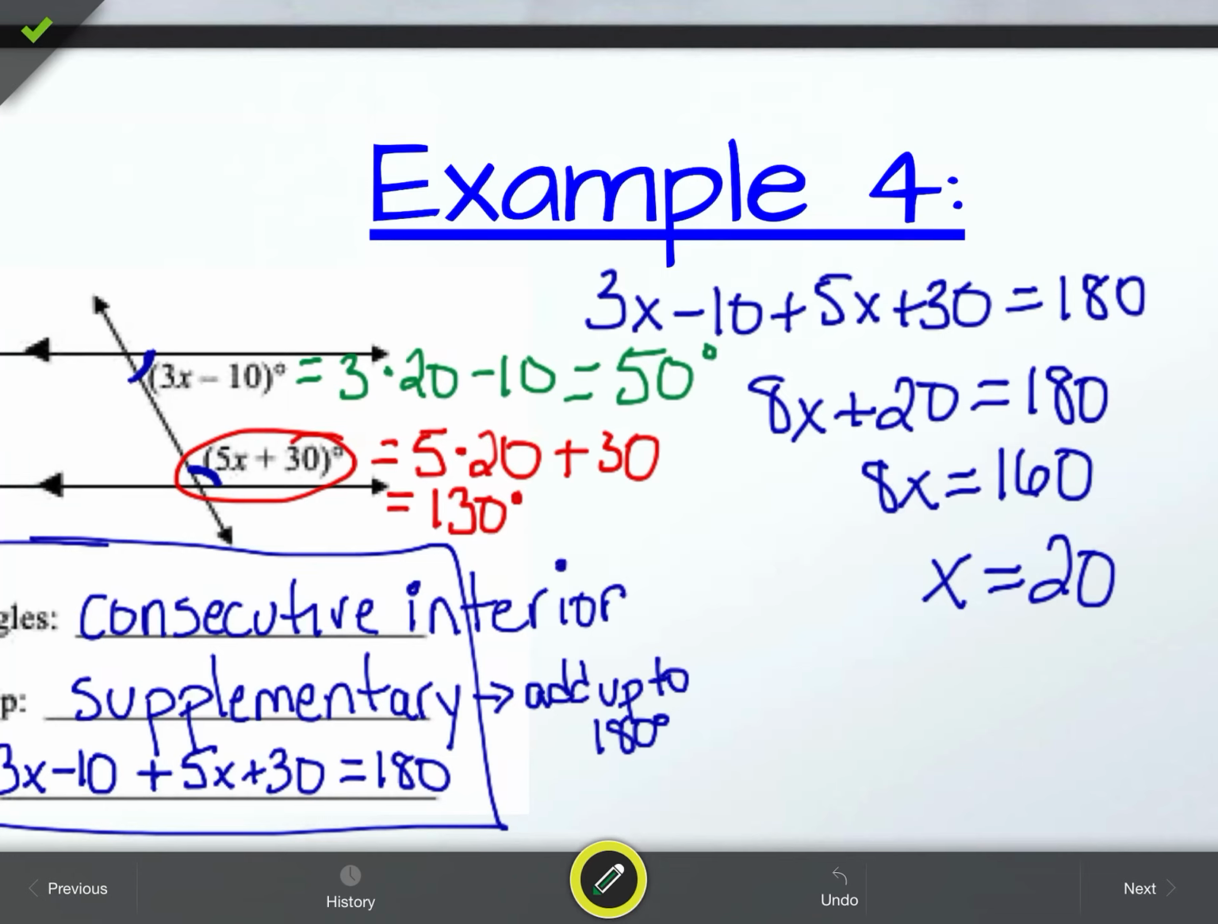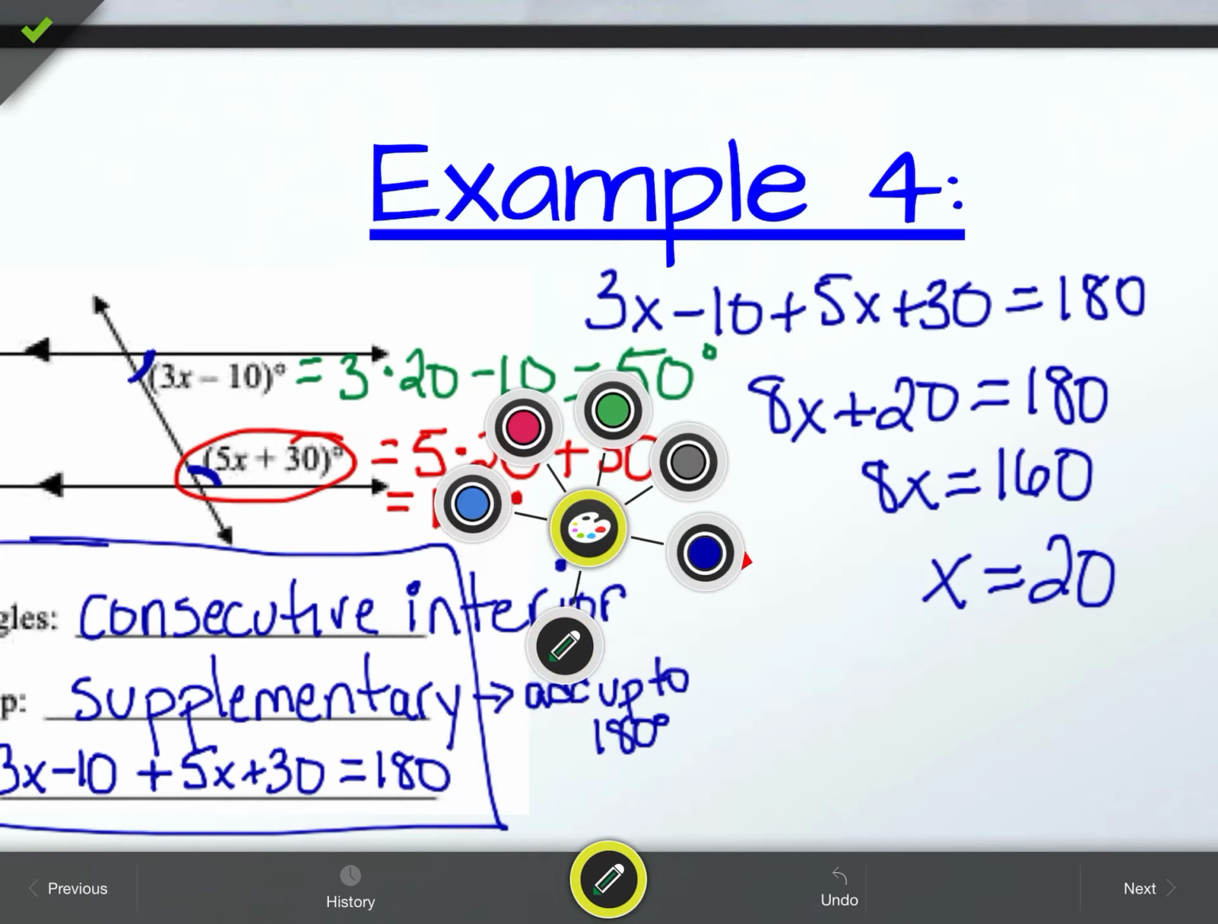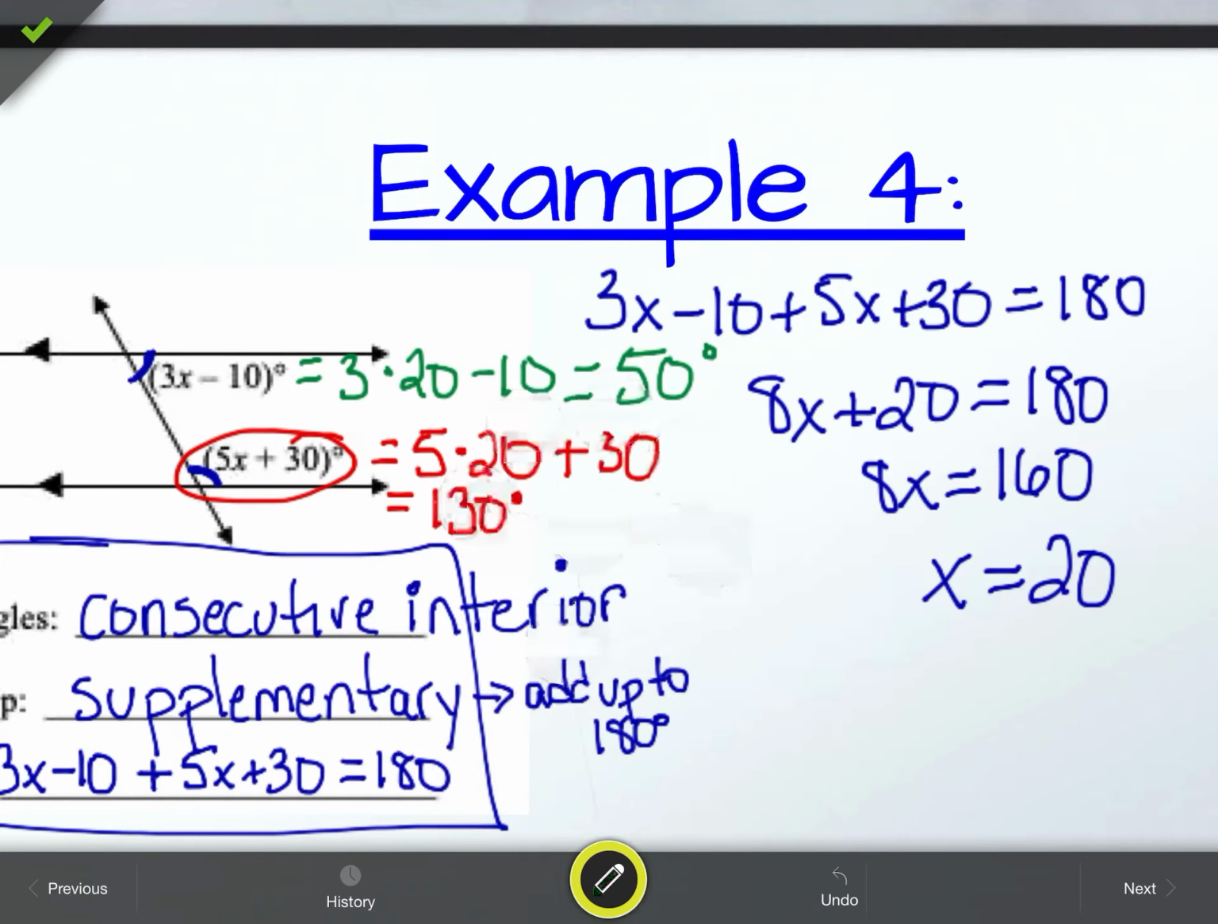Okay. Could you have done a shortcut to get to the 50 if you knew that this bottom angle was 130? Would there have been a faster way to get to that? Yeah, faster, if you were paying attention, would have been, hey, they're consecutive interiors, so they have to add up to 180. 180 minus, what do we get for the first angle? 130. It gives you, so either or.